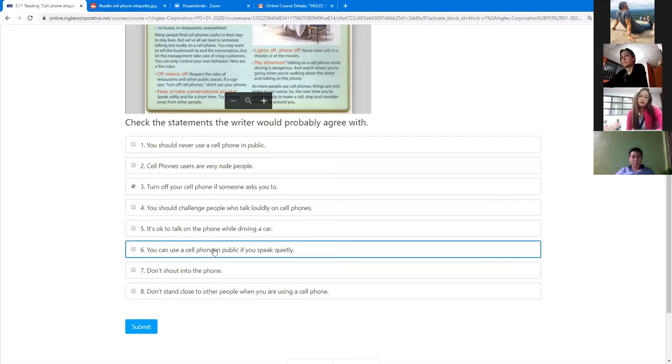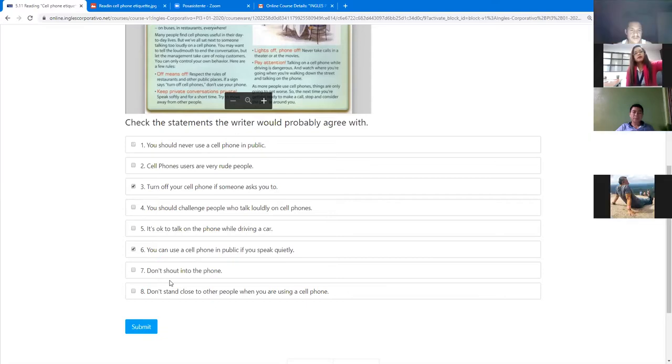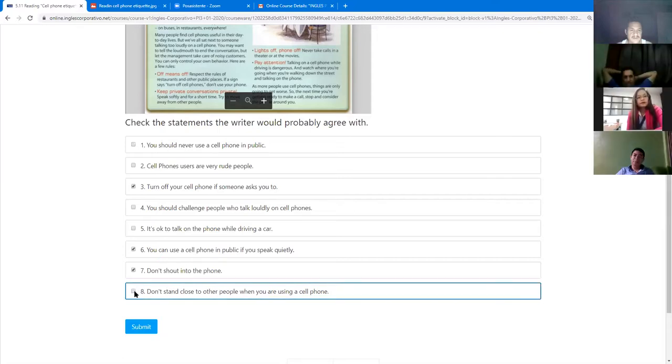You can use a cell phone in public if you speak quietly. Yes. Next one: don't shout into the phone. Yes. And don't stand close to other people when you are using a cell phone. Yes. Okay, so we have here 1, 2, 3, 4.